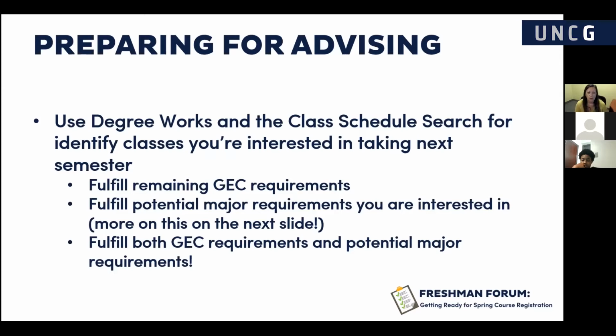So you're going to use these two tools to identify classes that you're interested in taking next semester. And so as you're looking for classes, your objectives are to find courses that are going to fulfill remaining GEC requirements or fulfill potential major requirements based on whatever majors or minors are on your list of considerations, which we'll talk about more on an upcoming slide. And then in an ideal world, you're going to find classes that fulfill both general education requirements and potential major requirements.